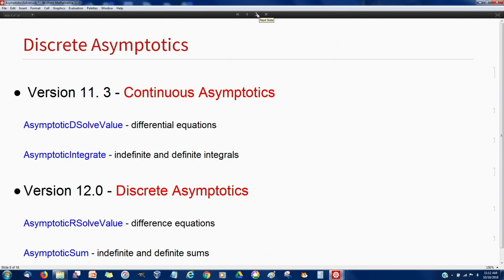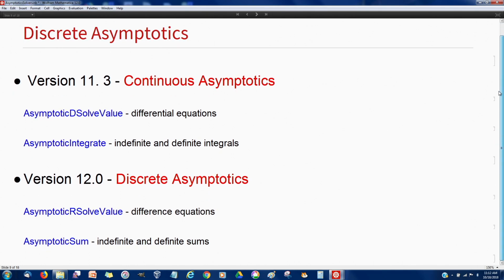So I'll talk now about asymptotics and discrete asymptotics. In version 11.3, we had this idea of continuous asymptotics. So we had functions for differential equations and integrals, and now in version 12, we have functions for differential equations and sums. And although the discrete case came second, there's a good reason. First of all, continuous asymptotics works in things like physics, fluid dynamics, and let's say special functions. But if you go to discrete asymptotics, you are into computer science, number theory, combinatorics. So the whole world has changed.